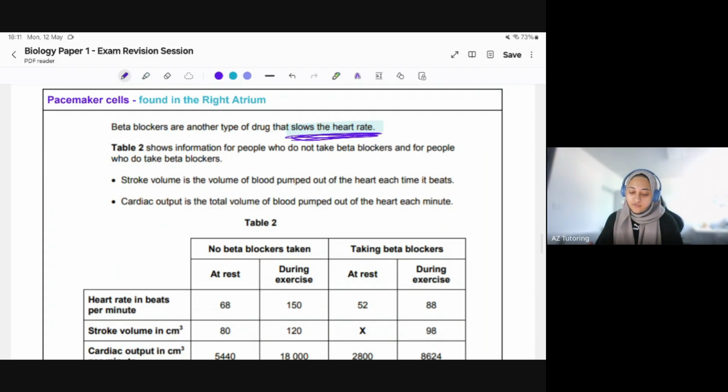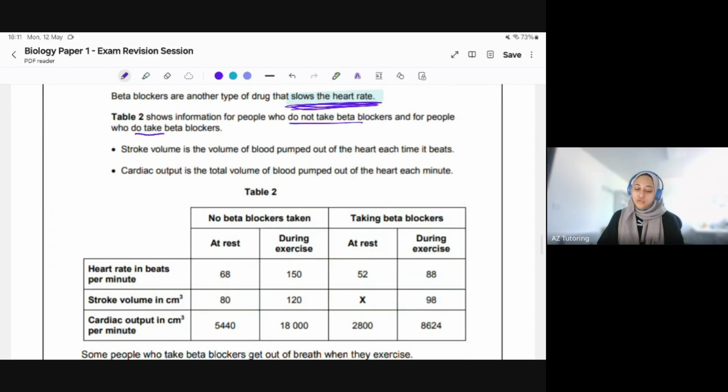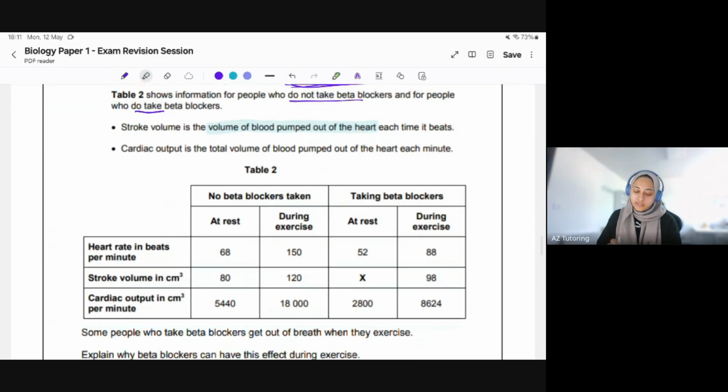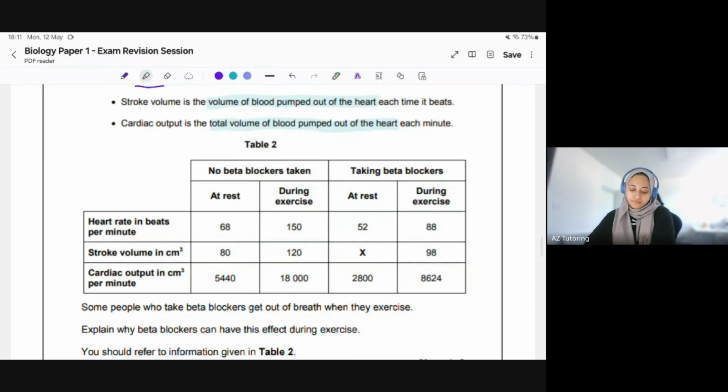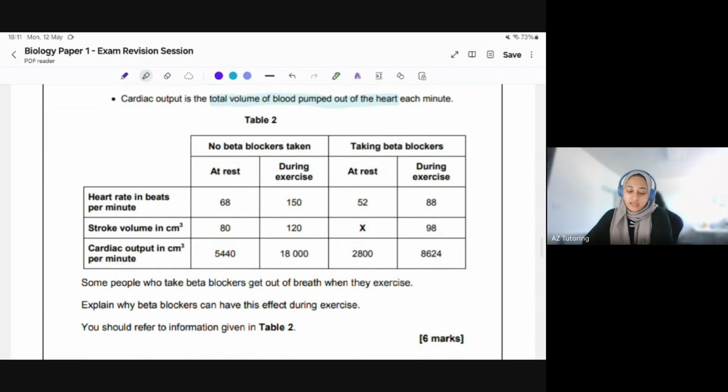Table 2 shows some information for people who do not take beta blockers and for people who do take it. Stroke volume is the volume of blood pumped out of the heart each time it beats. Okay, we'll look at the table and see what happens after. Cardiac output is the total volume of blood pumped out of the heart each minute. Okay, let's have a look at the table and understand it.